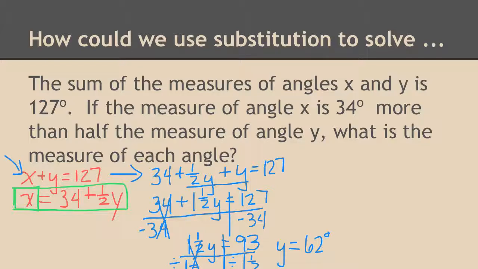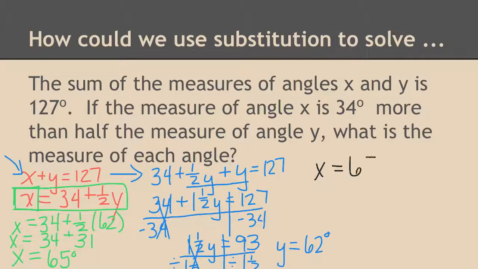So, x is going to be 34 more than half. Instead of y, I'm going to put a 62. So then I'm just going to calculate. Half of 62 is 31. So 34 and 31 together give me 65 degrees. So let me change colors here. So my x angle is 65 degrees and my y angle is 62 degrees, and I have answered the question.